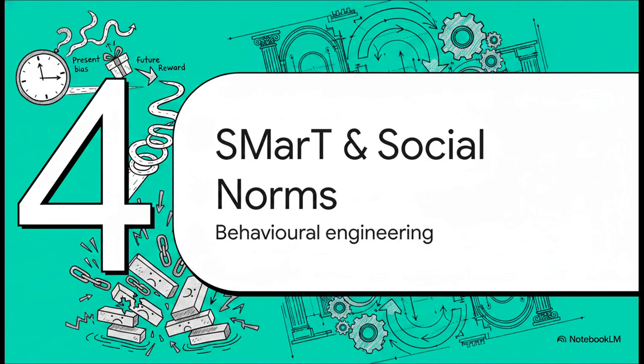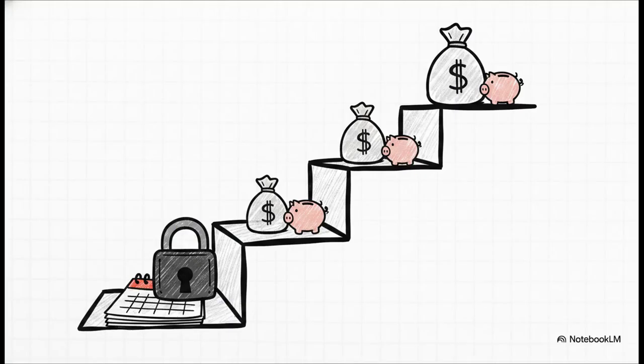Section 4. Smart and social norms. So, if we humans are basically trapped by present bias and loss aversion, how on earth can we design elegant solutions around these flaws? The answer is brilliant behavioral engineering.